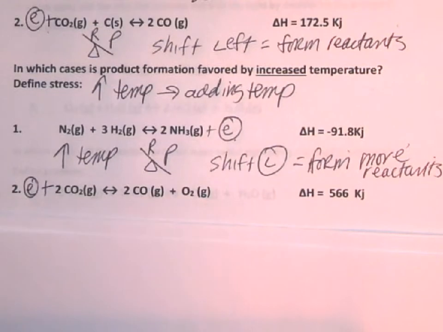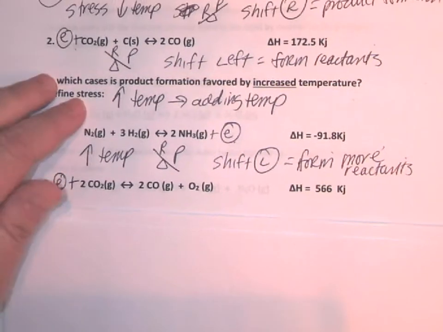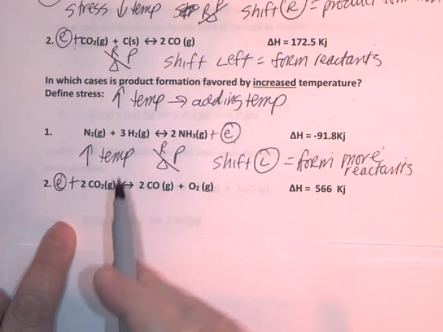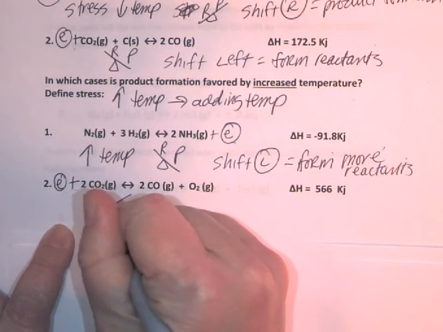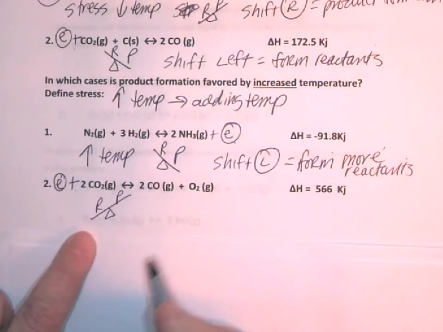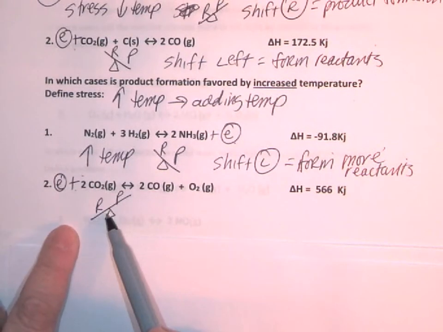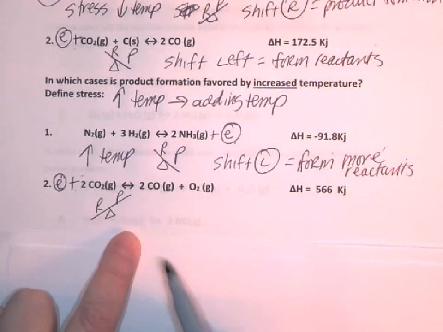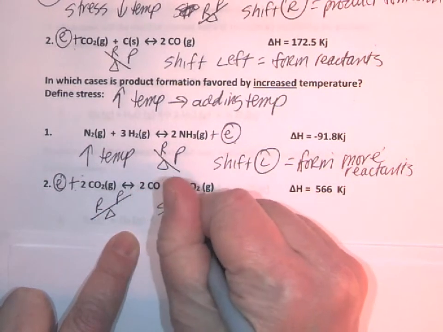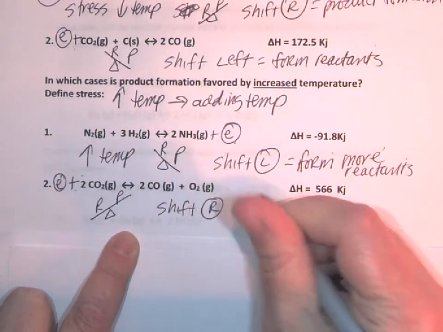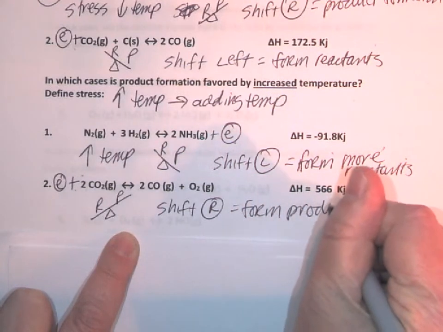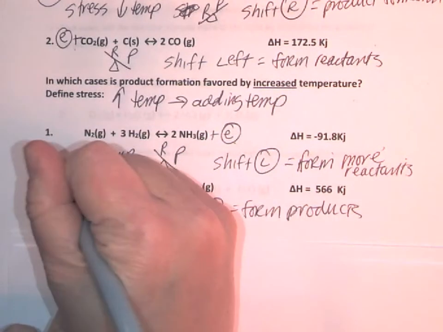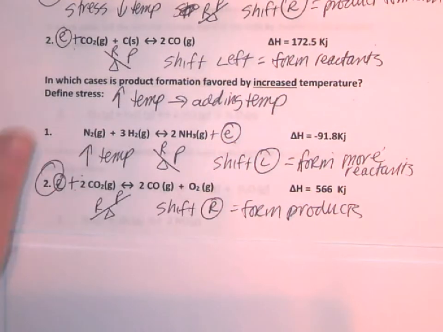All right, let's take a look at the next one. I'm going to take a look at, again, increasing the temperature. I'm going to add it. When I add it, the actual stress looks like this, right? Because I added more weight on this side. And then to relieve that, it's going to have to shift to the right side, which means it's going to form more products, which is exactly what this problem is asking for. So the answer to this one is number 2.